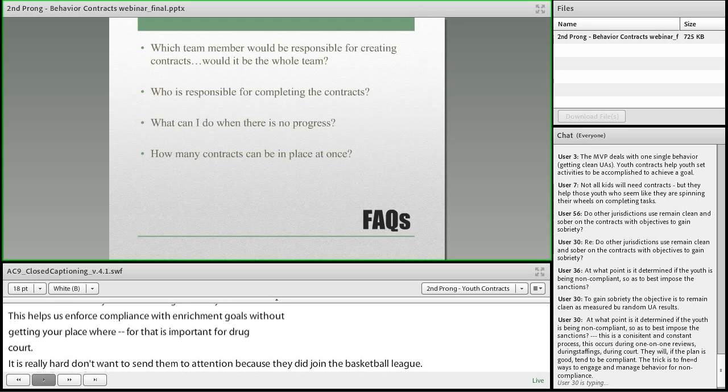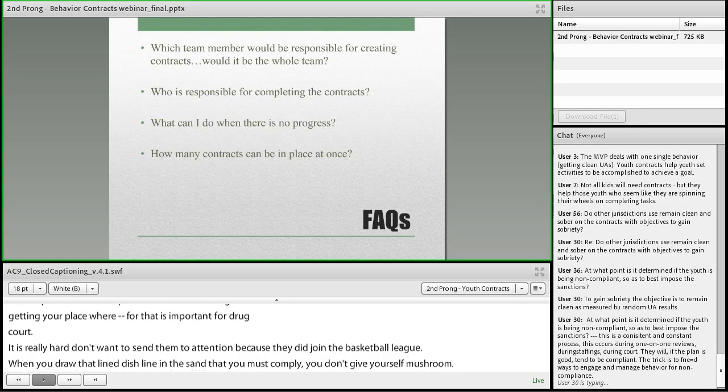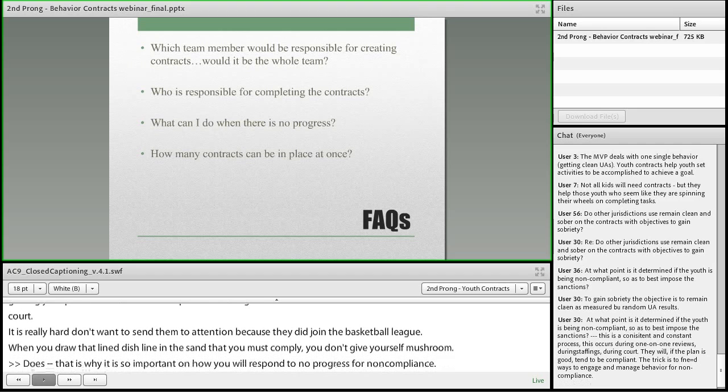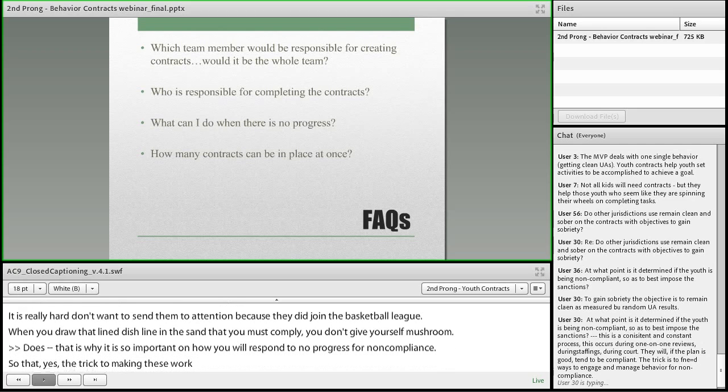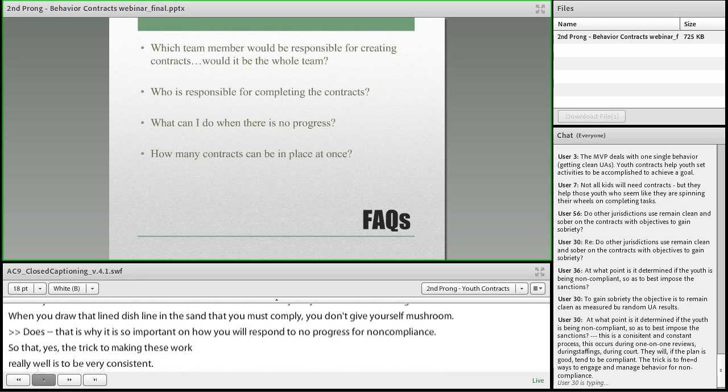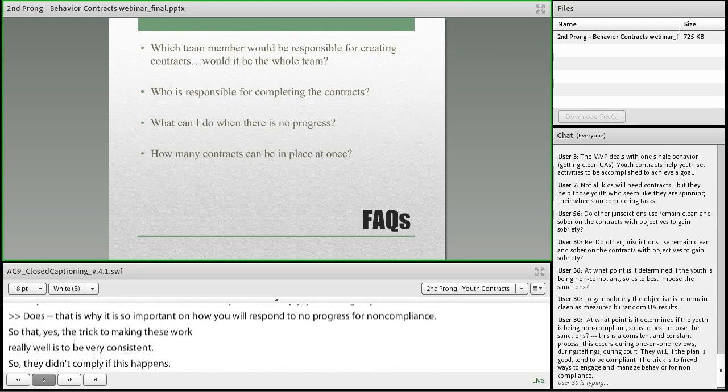Right. That's why it's so important to be thoughtful about how you're going to respond for no progress, for noncompliance, so that the trick to making these work really well is to be very consistent. So they didn't comply, this happens. And because they don't get to earn points or curfew or the things that we put in place, you can just do it.